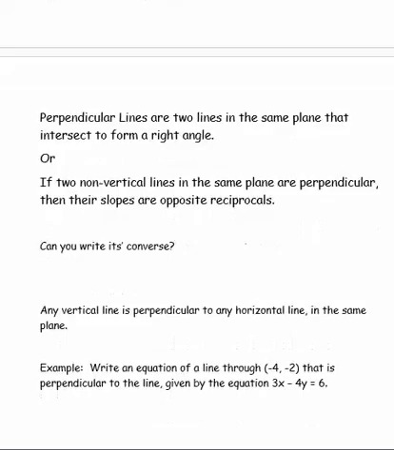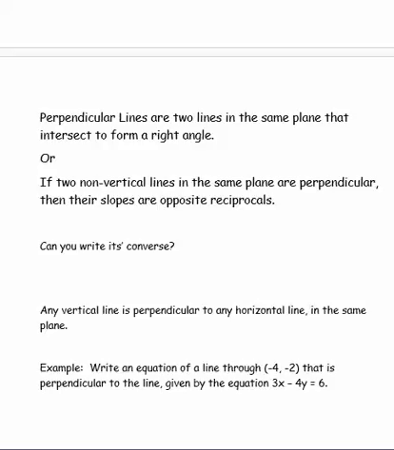Okay, perpendicular lines are two lines in the same plane that intersect to form a right angle. Now, unless we know a lot about angles or we have a really good tool to measure an angle, it's hard sometimes when we are graphing lines to know whether or not they form a right angle. So we often use this definition instead. If two non-vertical lines in the same plane are perpendicular, then their slopes are opposite reciprocals. Again, we have this idea of two non-vertical lines, and the reason is that if one of the lines is a vertical line, then it has an undefined slope. So it's hard for us to think about taking the opposite reciprocal of something that is undefined.